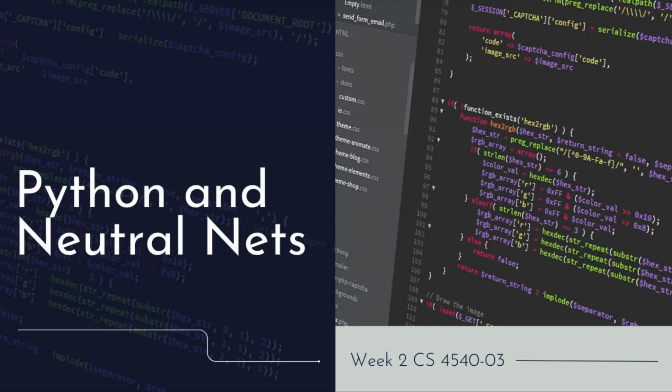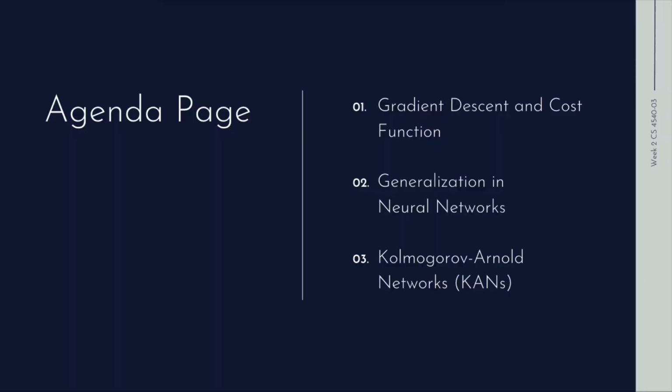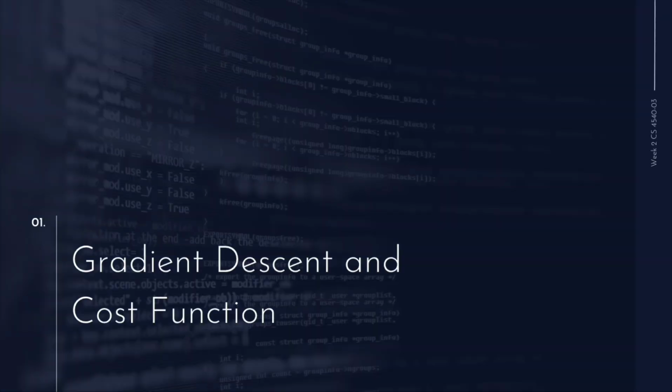Hello everyone, this is week 2 of our Intelligent Agents in Learning Environments course, and today we are continuing with Python and neural nets. Today we're going to be talking about gradient descent and cost function, generalization in neural networks, and Kolmogorov-Arnold networks, also known as KANs. First, we're going to cover gradient descent and cost function.